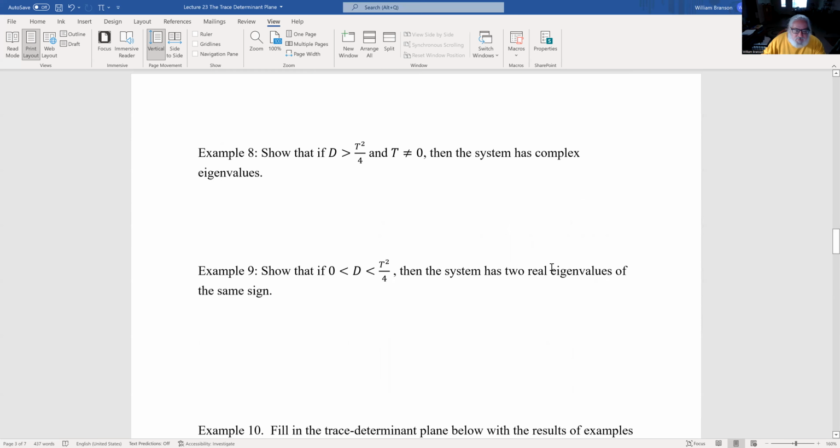So if d is greater than t squared over 4 and t is not equal to 0, the system has complex eigenvalues. So again, lambda is t over 2 plus or minus the square root of t squared minus 4d, all over 2. If d is greater than t squared over 4, that means 4d is bigger than t squared, and that means t squared minus 4d is less than 0, right?